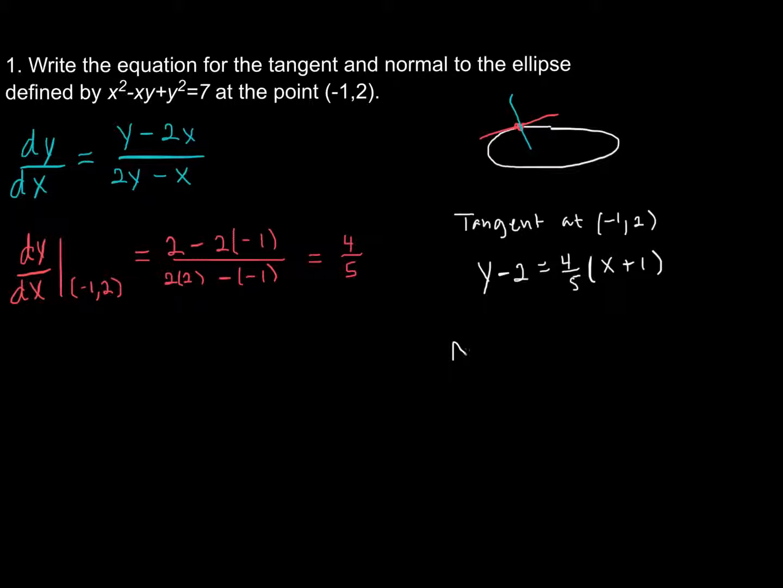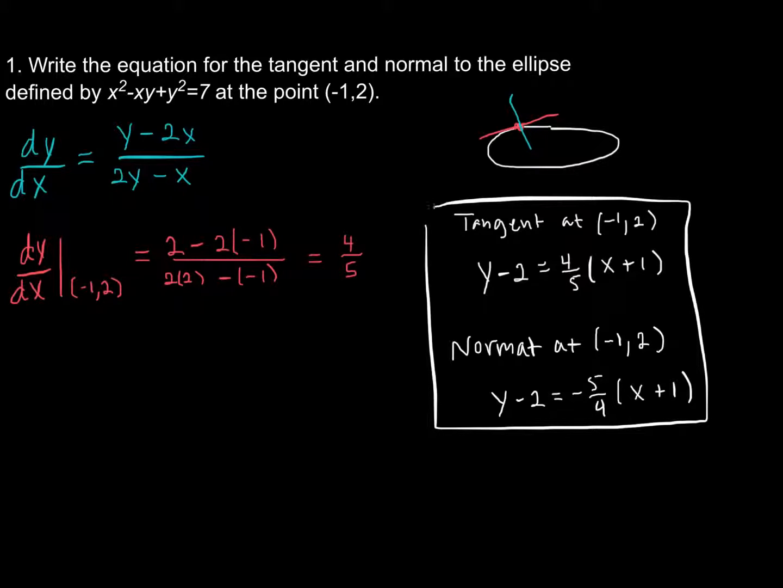and the normal at this same point is going to be y minus 2 is equal to negative 5/4, the opposite reciprocal, times x plus 1. And you could, of course, rewrite these equations so that they are in slope-intercept form, but these will do just fine. And so those are the tangent and the normal to my ellipse at this particular point, negative 1 comma 2.